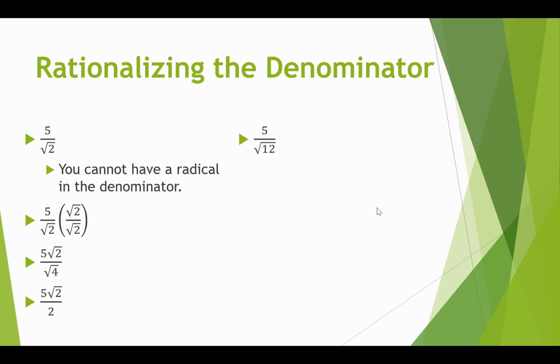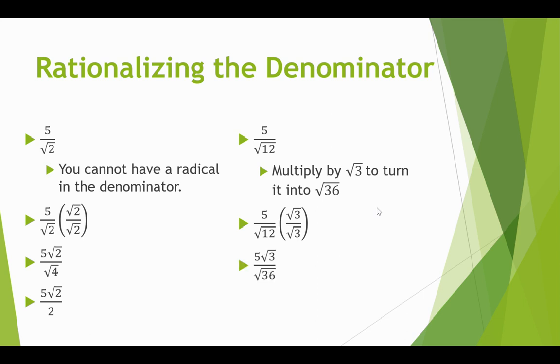Another example. We have 5 over radical 12. We can multiply both top and bottom by radical 3 because that gets the bottom to radical 36, and radical 36 is a perfect square. So in doing so, I have 5 times radical 3 and radical 12 times radical 3. We get 5 radical 3 on top, and on the bottom, we get radical 36. And radical 36, aka the square root of 36, is 6. So I have 5 radical 3 over 6.